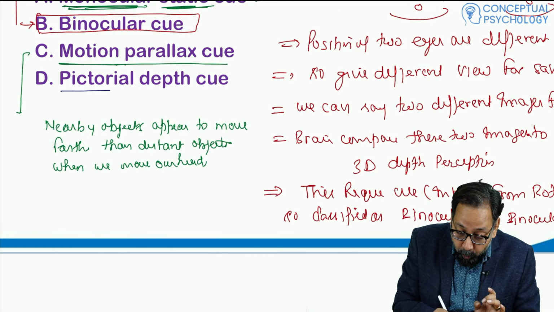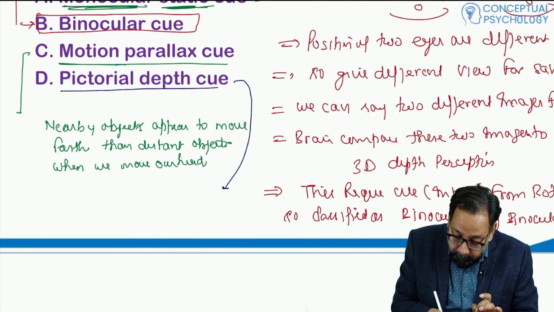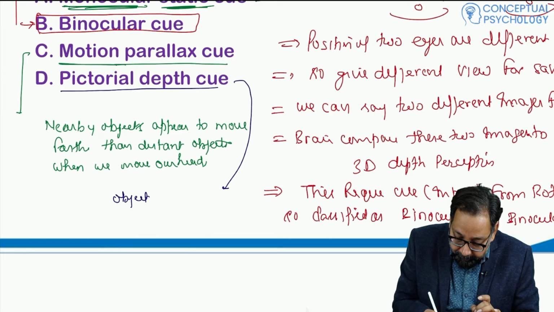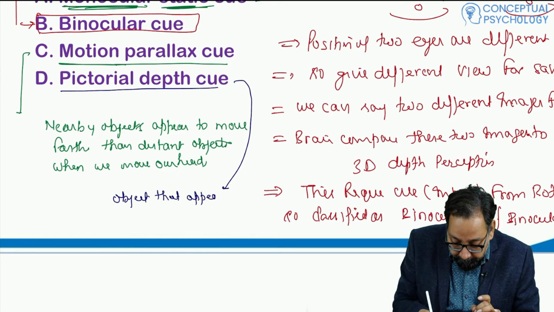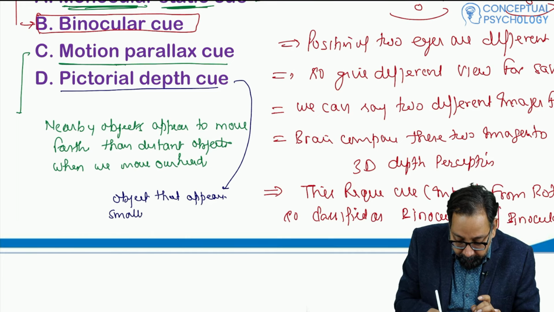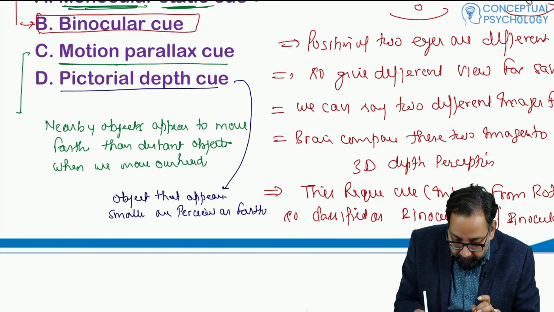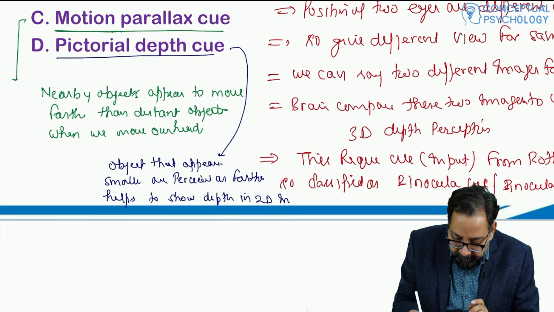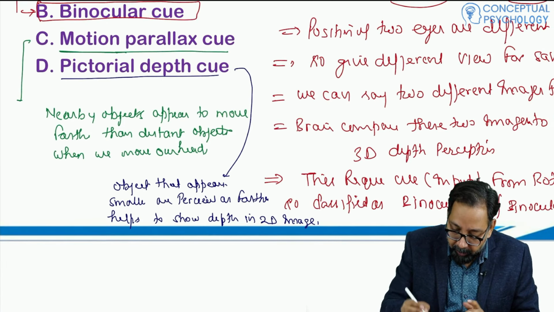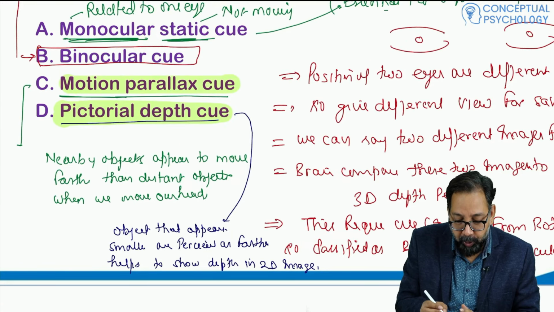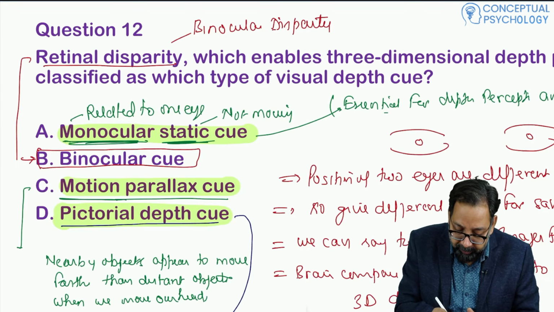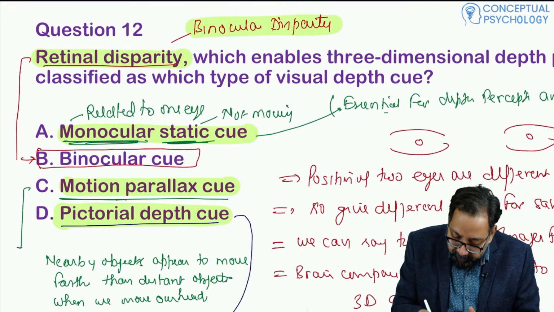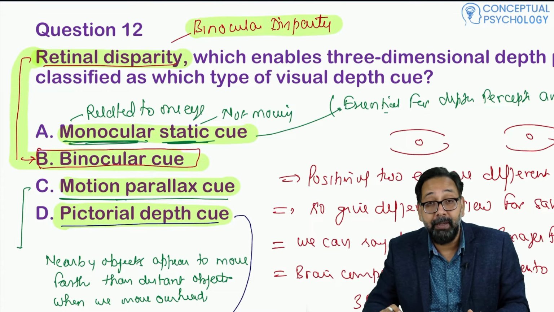Pictorial depth cue. We found that object that appears smaller are perceived as farther. So this helps to show depth in 2D image. So this is about pictorial depth cue, motion parallax cue, monocular static cue we have discussed, and the answer is retinal disparity, another name by binocular disparity or binocular cue for depth perception. Thank you.